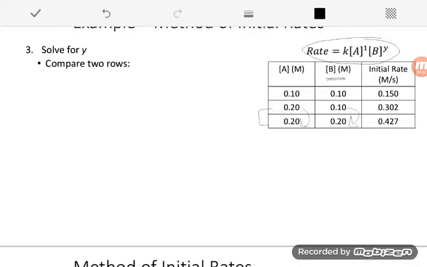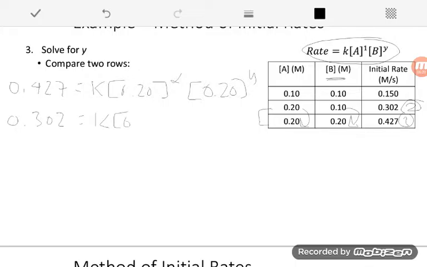I'm going to do the same thing. The third row has the bigger number, so I'm going to put it on top. So I'm going to do 0.427. And since I know my units cancel, I don't really need to put those. And I have k. a is equal to 0.20 raised to the x. And b is equal to 0.20 raised to the y. Now I'll do the same thing for row 2. My rate is 0.302. I have k, a is 0.20 raised to the x, and b is 0.10 raised to the y.